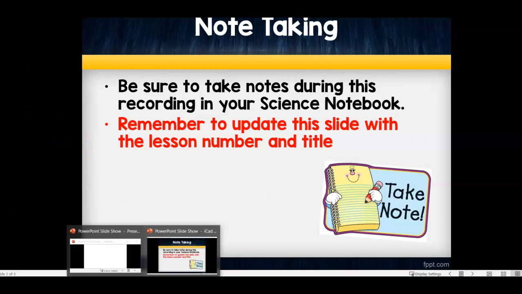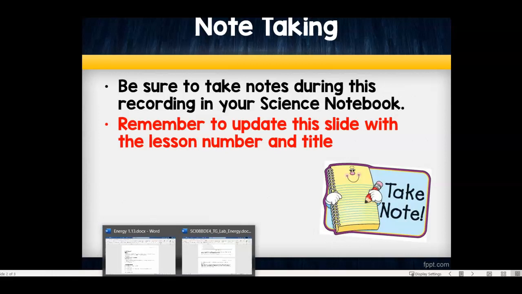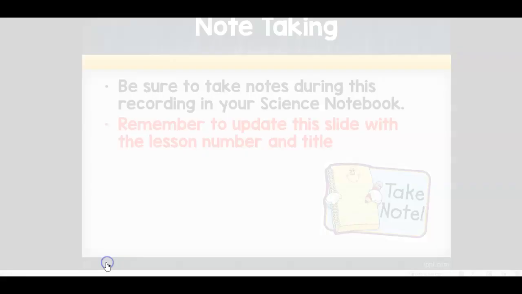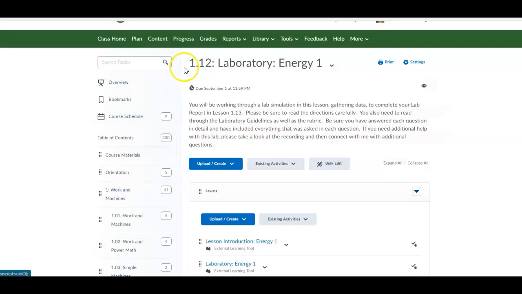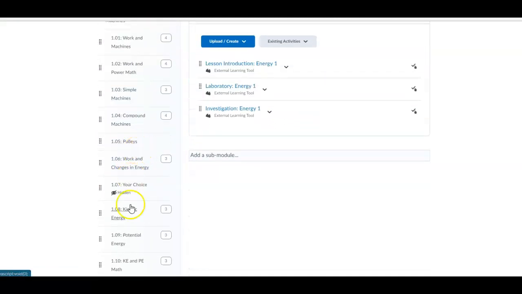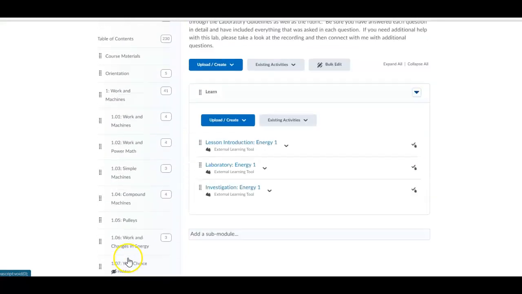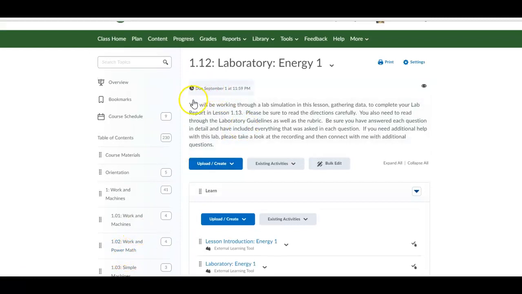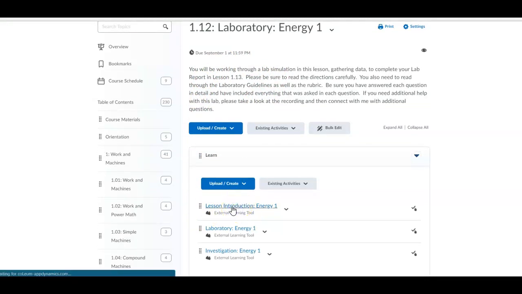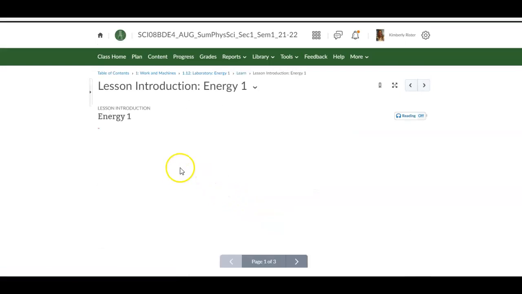So as we get started in the lesson, it starts in 1.12. You can always get to the lessons by your science homepage and then clicking content and scrolling down to the lesson that you need to be in. So with 1.12, this is the first part of your science experiment. There are instructions here that kind of guide you through. And then we'll open up with the first part of the lesson.